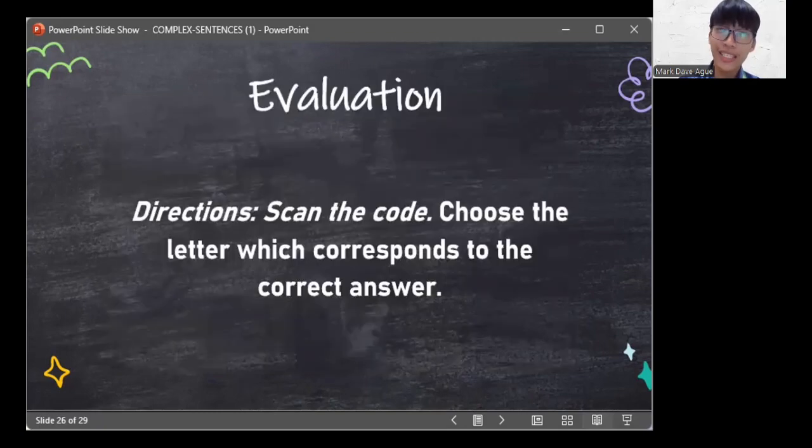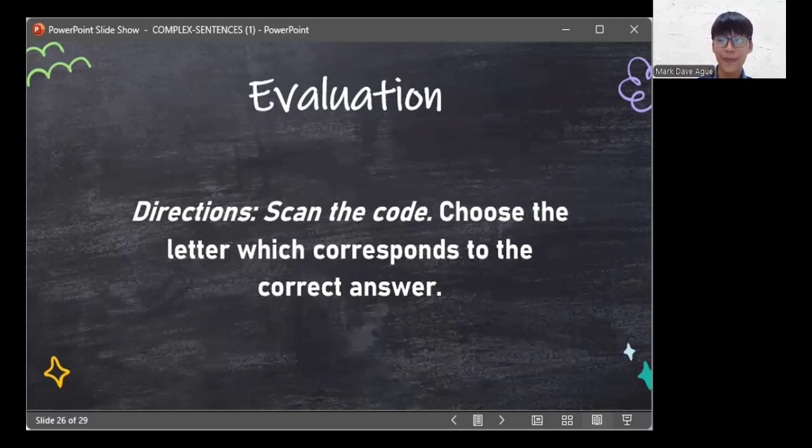Okay, time's up. Please present your outputs. Okay, class, all of you really did a great job in constructing a complex sentence. Now, all of you know already how to construct a complex sentence. So give yourself 10 claps. 1, 2, 3, 4, 5, 6, 7, 8, 9.